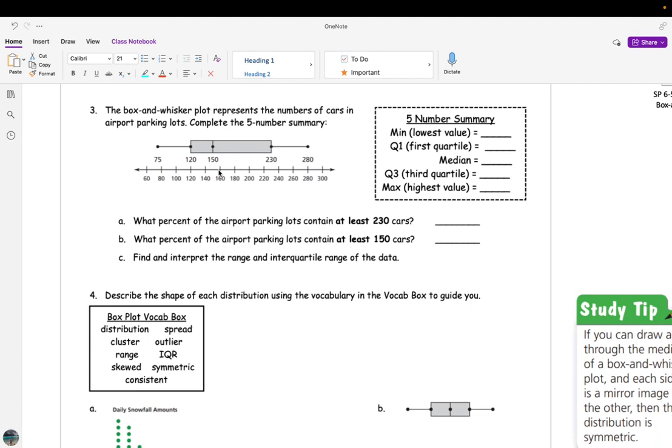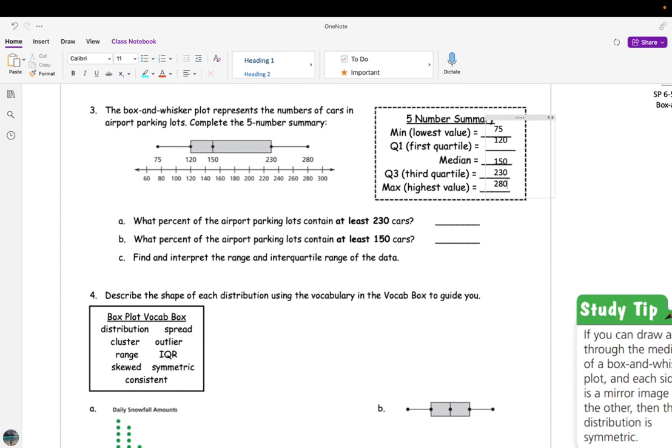So on the back of that page, this box and whisker plot represents the number of cars in airport parking lots. So our 5-number summary, we can do that no problem. We see that the minimum is 75. We see that the first quartile is 120. The median's 150. So easy to tell when I have the box plot in front of me. And there's my max.